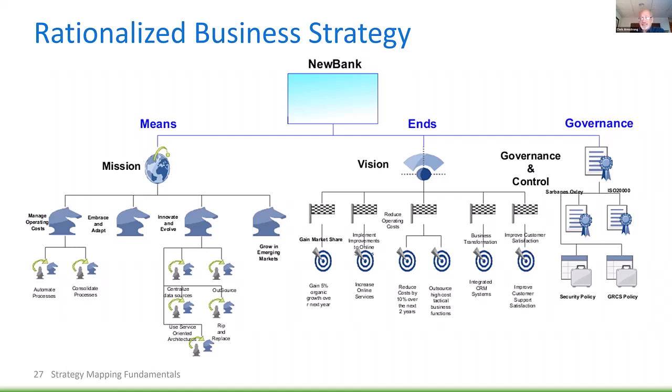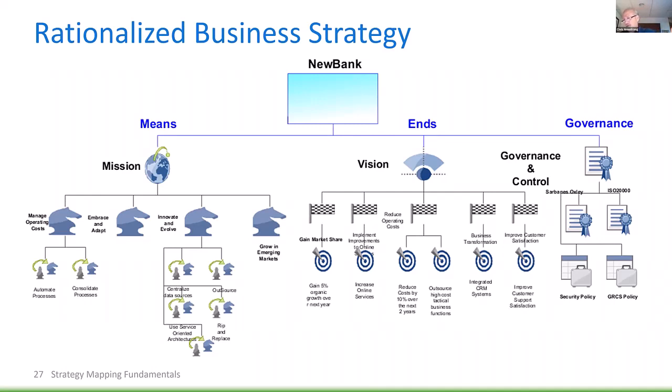But that's exactly what tactics are for. The way that you operationalize a strategy. And really a tactic is, this is what we're going to do. So in this case, we want to manage operating costs. Sounds like a good idea as a strategy, but what do you mean by that? Oh, we're going to automate processes and we're going to consolidate processes.